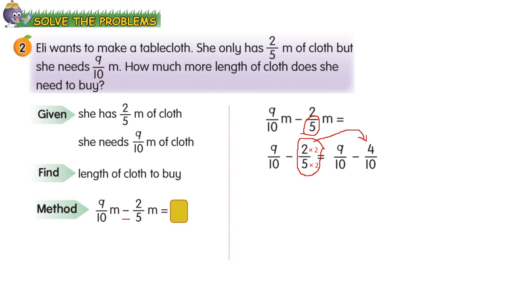So now the denominator is already the same. You just subtract the numerators at the top. So 9 minus 4 is 5. 10, which is the denominator, will remain unchanged. So 5/10 is not in simplest form, so you have to simplify. You divide it by 5. So 5 divided by 5 is 1, 10 divided by 5 is 2. So the final answer is 1/2.